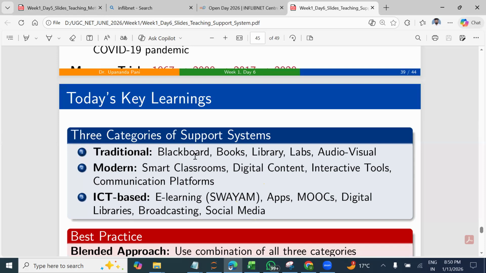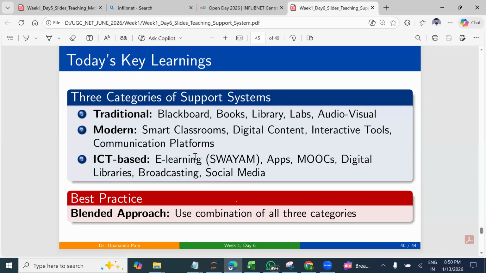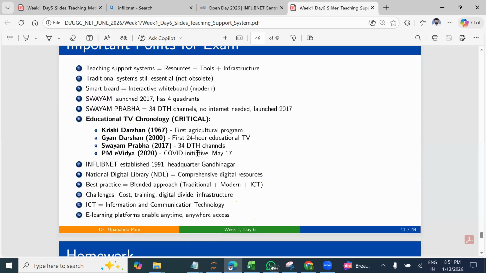So basically there are 3 categories of support system. Traditional: blackboard, books, library, labs, audiovisual tools. Modern: smart classroom, digital content, interactive tools, communication platform. ICT based: e-learning, SWAYAM, apps, MOOCs, digital libraries, broadcasting and social media. So the best practice again is a blended approach, using a combination of all these 3 categories.